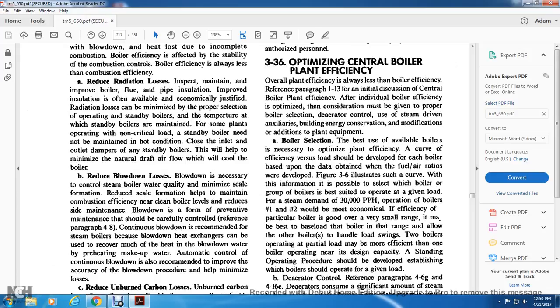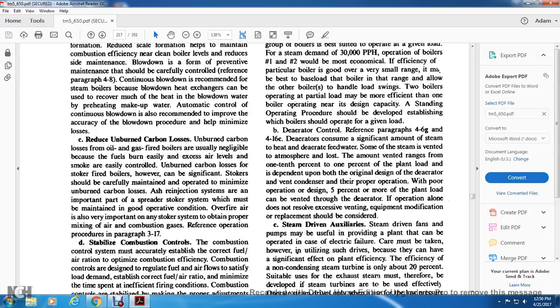B. Reduce the blowdown loss. The blowdown is necessary to control the steam boiler water quality and minimize scale formation. Reducing scale formation helps to maintain combustion efficiency near clean boiler levels. Maintenance blowdown is a form of preventive maintenance that should be carefully controlled. Reference paragraph 4.8. A closed blowdown is recommended with the steam boiler because the blowdown is a heat exchange, and the heat can be recovered from the blowdown water by reheating the makeup water. Automatic control of the continuous blowdown is always recommended to improve the accuracy of the blowdown procedure and help minimize the losses.